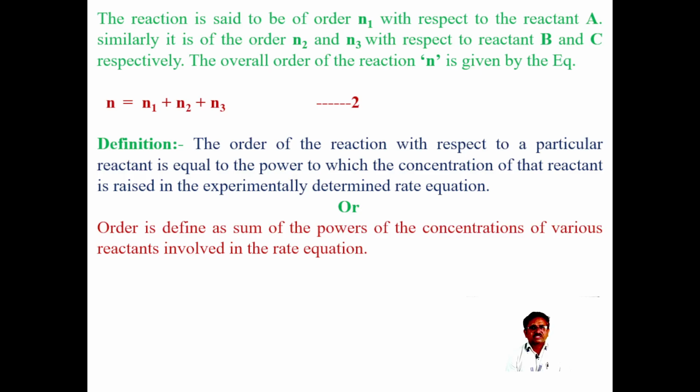Now, let us have the definition for order of reaction. The order of the reaction with respect to a particular reactant is equal to the power to which the concentration of that reactant is raised in the experimentally determined rate equation. This is the individual order. The overall order is defined as the sum of the powers of the molar concentrations of the various reactants involved in the rate equation.